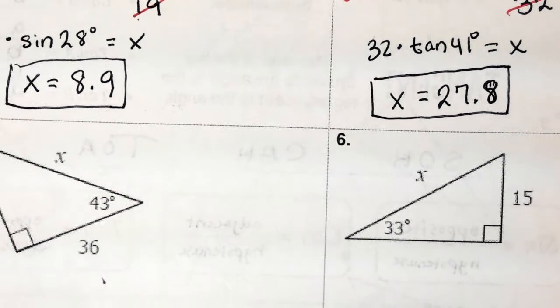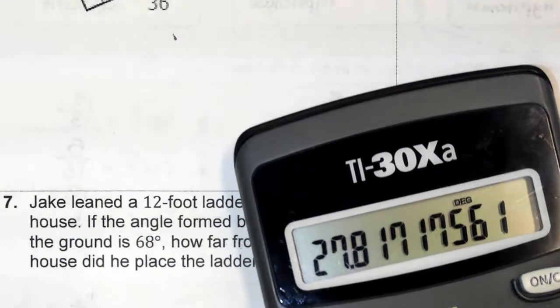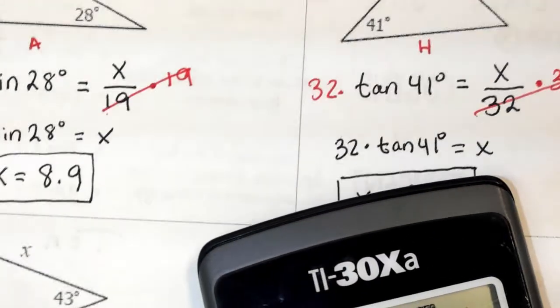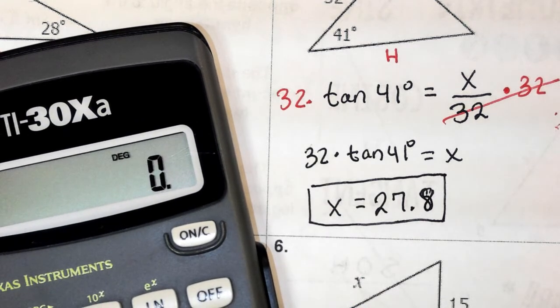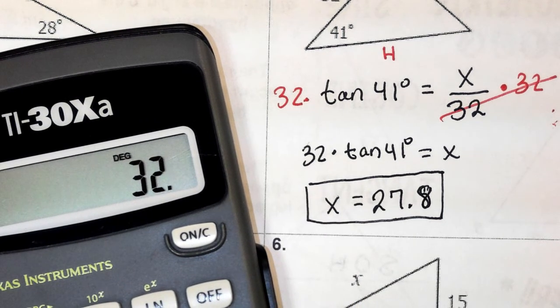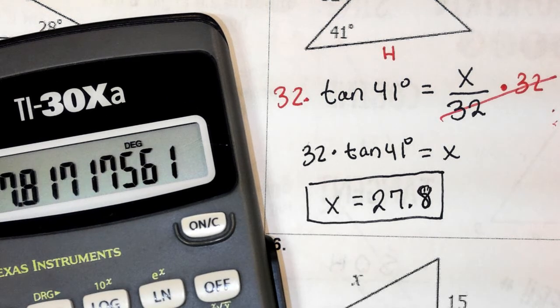James, pick your head up, please. It's the most important part. You sleep? Can you do it again? Do what? The calculator? Yeah. 32 times tan 41 degrees equals.